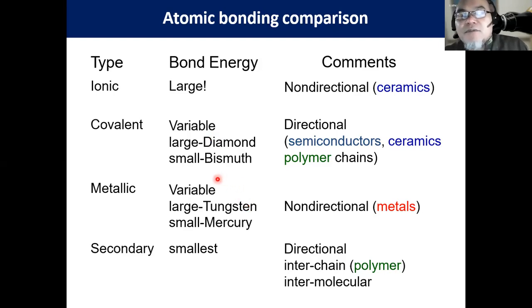Bismuth, on the other hand, has small covalent binding. And the binding is directional. Directional means that it has a direction of binding, like a dipole. Examples of covalent bonding occur in semiconductors, also in ceramics and polymeric chains. Metallic, on the other hand, is non-directional because the electron cloud travels and flows everywhere within the metal.